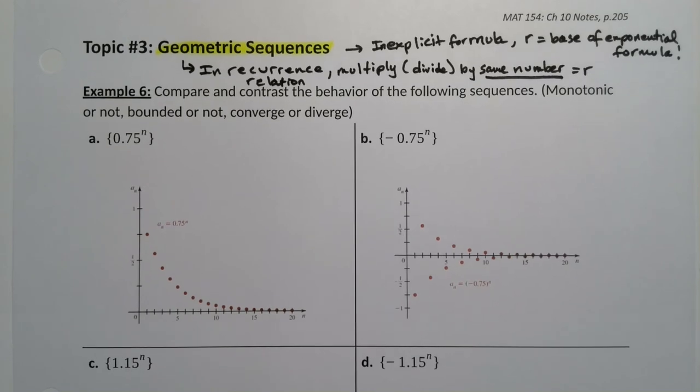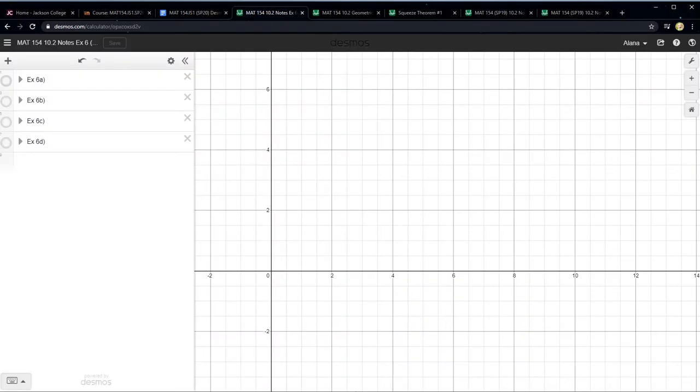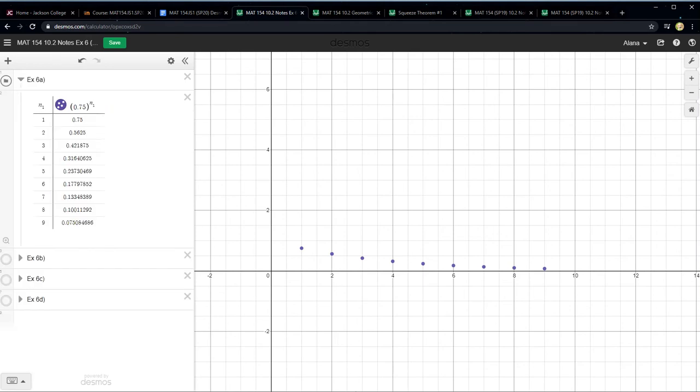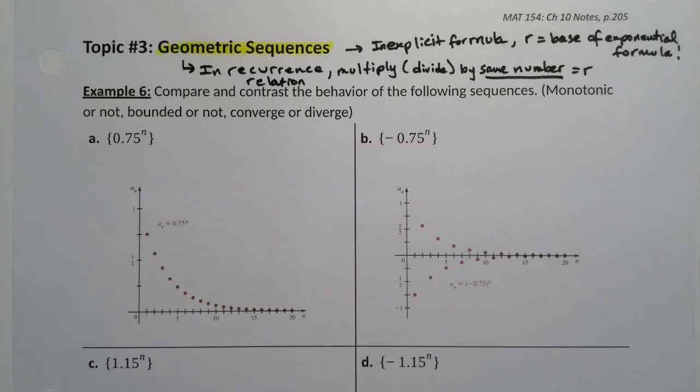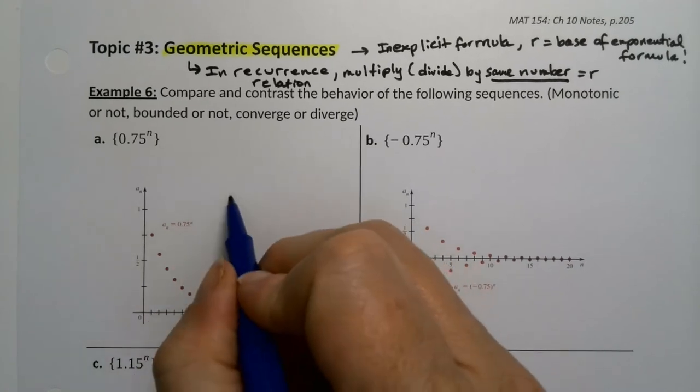Okay, so if I have 0.75 to the n, this is what the graph looks like. I can show us the table because I have this, of course, built in Desmos. My life would not be complete without more Desmos. All right, so if I take 0.75 to the n, you can see that those numbers are shrinking, right? Those values are getting smaller and smaller and smaller. Okay, so then that means that it is monotonic, right? It is decreasing.